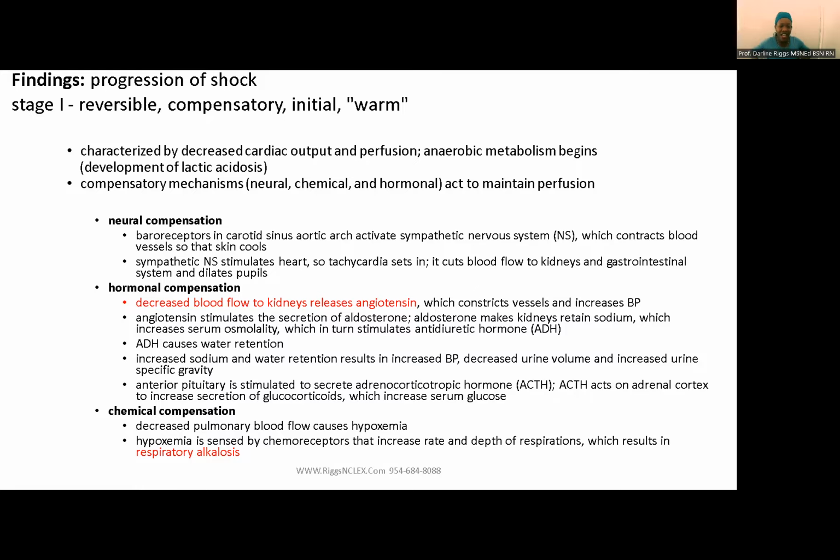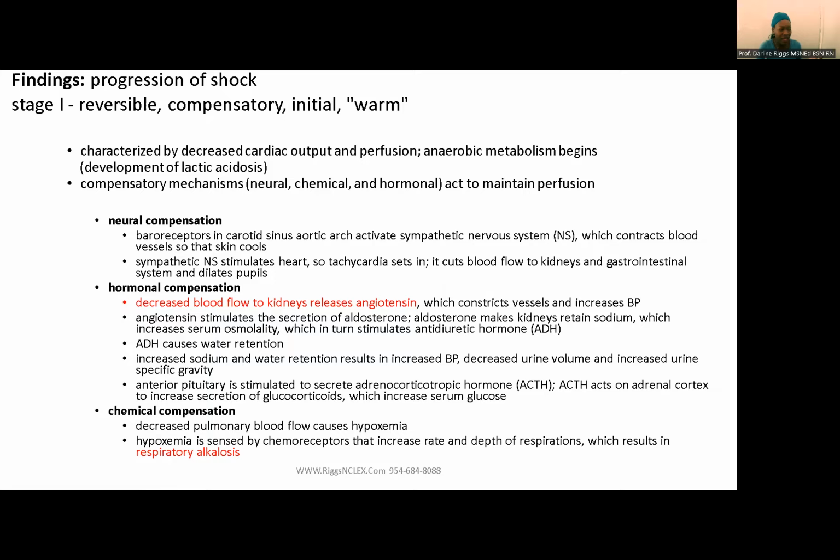So ACTH is now going to work on the adrenal glands that sit on top of the kidneys, specifically the cortex, the outer part, along with the epi and norepi. It's going to cause the secretion of glucocorticoids. And remember, that's epi and norepi, causing the blood pressure to go up. So that's how the body's trying to keep you alive.